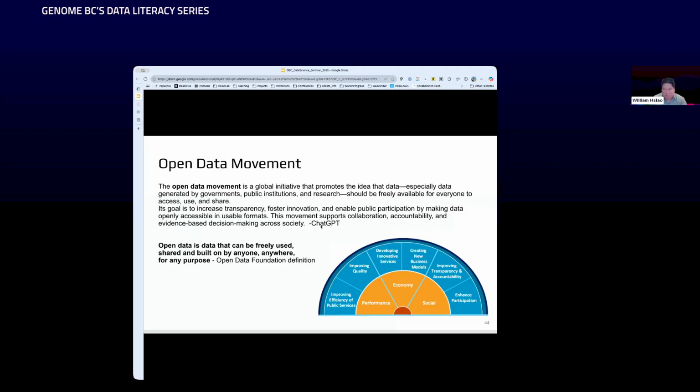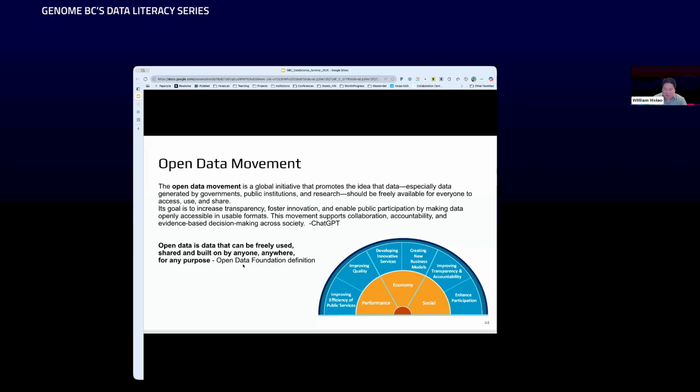So this is according to ChatGPT, right? I basically asked ChatGPT to define the open data movement. And it actually came up with a very good definition of what the open data movement is. Perhaps not surprising, because ChatGPT really is a product of the open data movement, right? It scraped a lot of data from open sources, but it also, of course, scraped a lot of non-open source data, but that's probably another conversation.